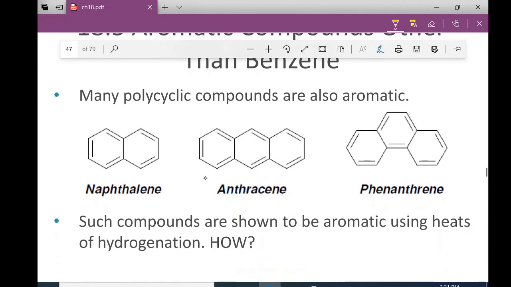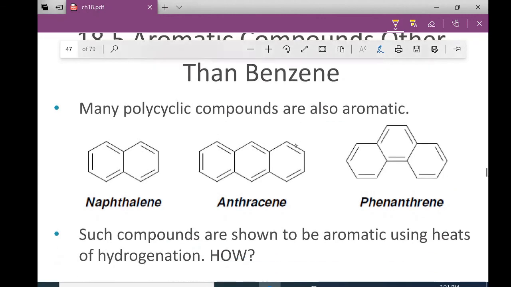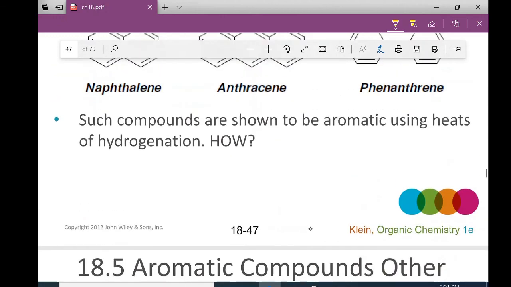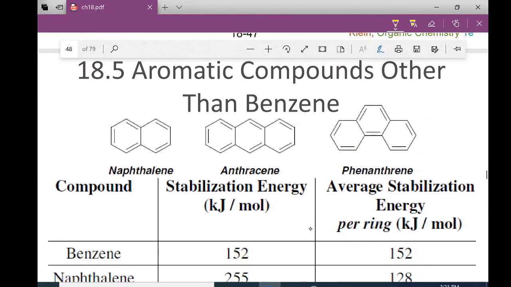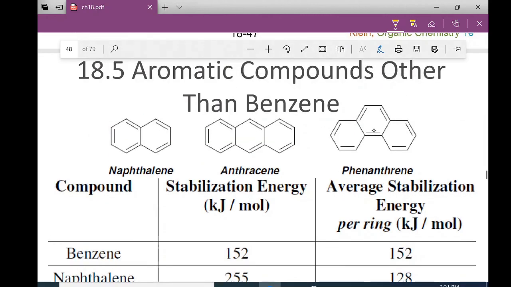Okay, so some molecules, other than benzene, these polycyclic molecules can also be aromatic. We have naphthalene, anthracene, phenanthrene, and we can demonstrate whether they're aromatic using heats of hydrogenation. So we have stabilization energy of 152, 128, 115, 127 kilojoules per mole. So these are a little less stable than, say, benzene, but how many double bonds do they have?